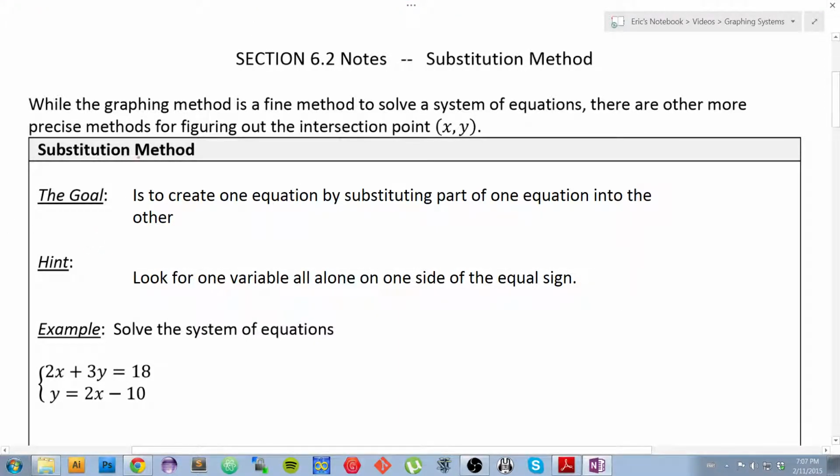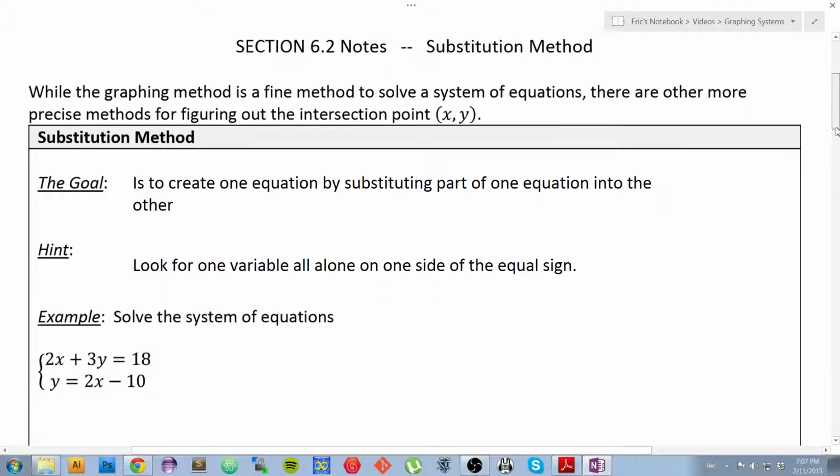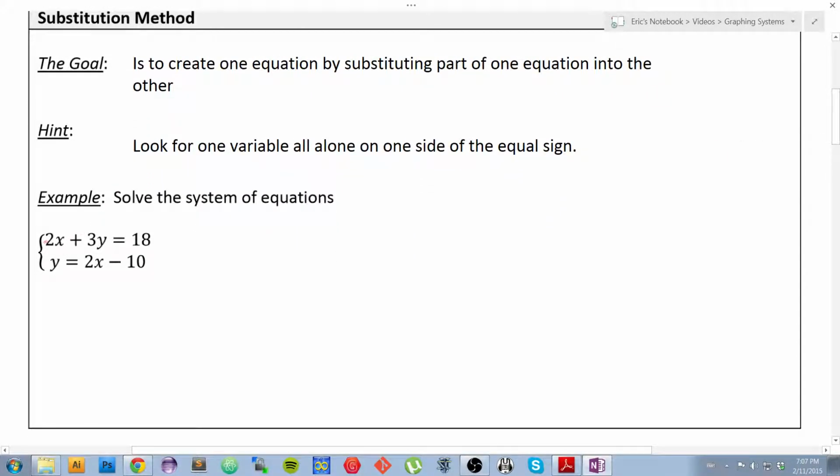So let's put this into practice. I've got a nice little system below. Let's get the pen tool going. There it is. Alright, nice little system. Our first equation, 2x plus 3y equals 18, and y equals 2x minus 10. Well, here we go. I just found a variable all by itself on one side of the equal sign. So what this is telling me is this y can be replaced with 2x minus 10. They are equal, they are synonymous.